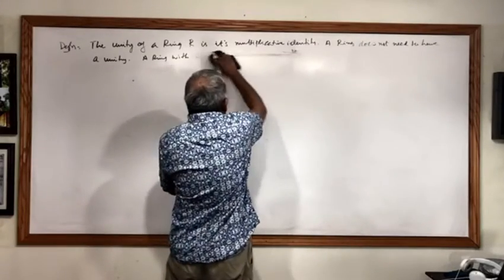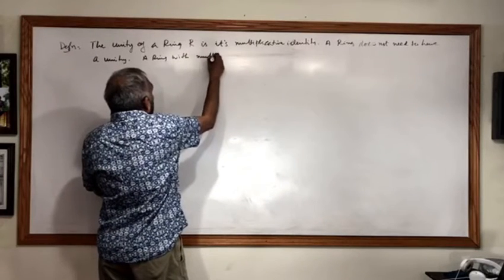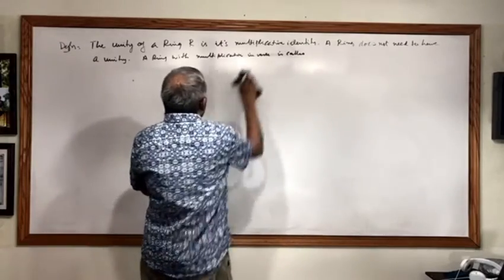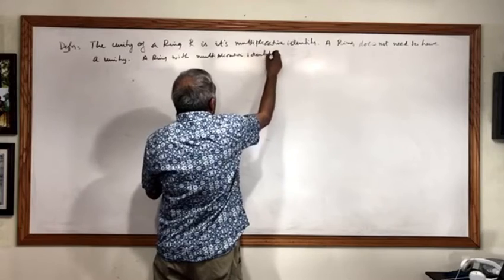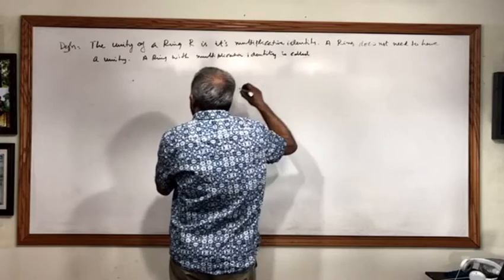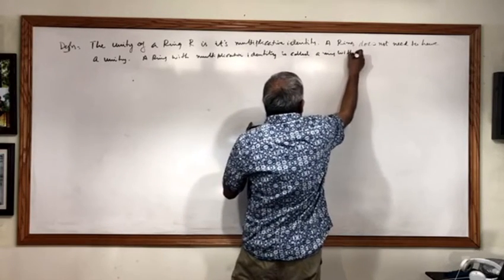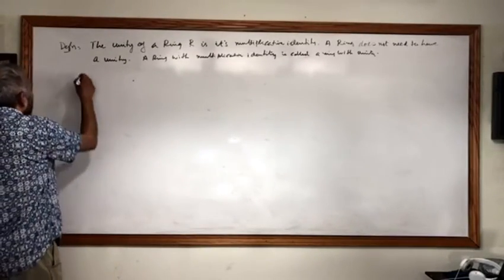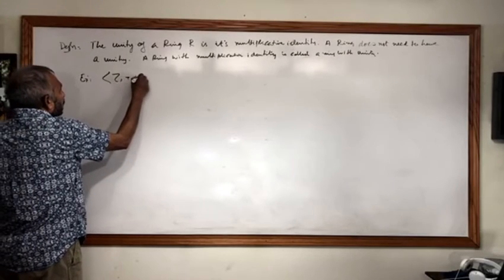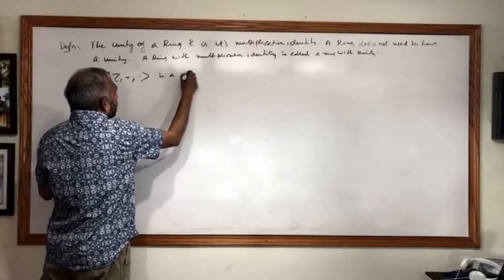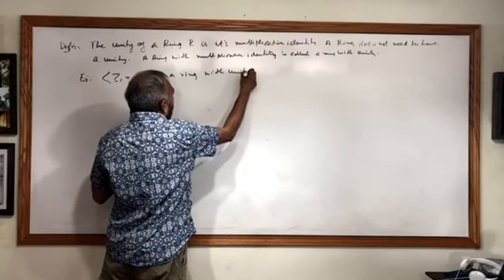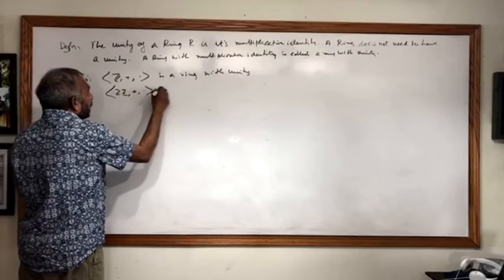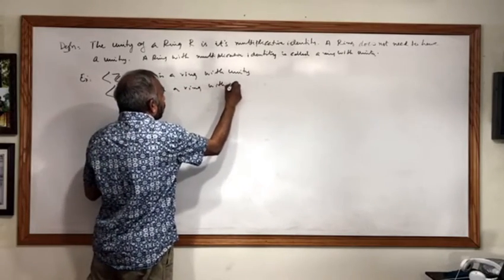A ring with the multiplicative identity is called a ring with unity. Example: Z with plus and dot as multiplication is a ring with unity. But 2Z or 3Z with plus is a ring with no unity.